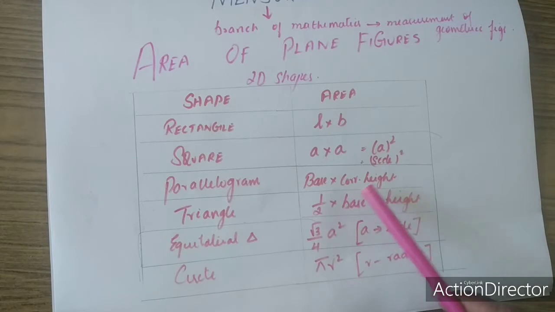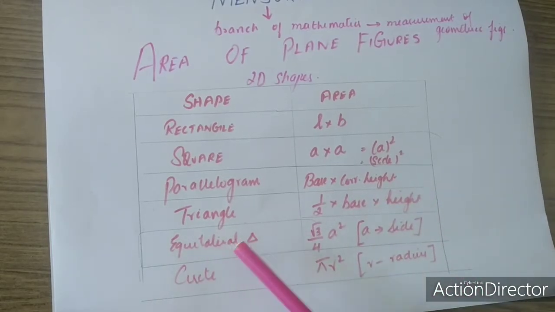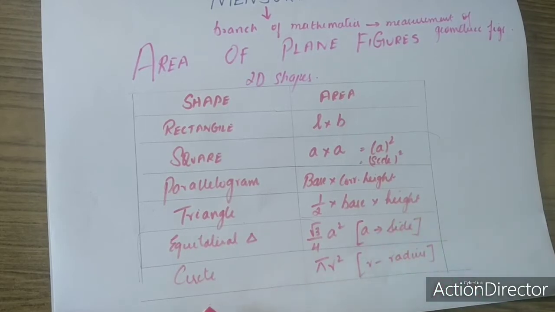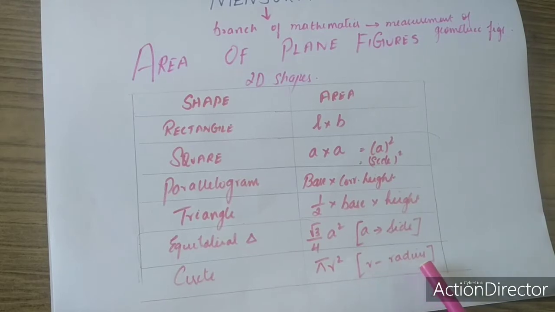Triangle, half base into height. Equilateral triangle, root 3 upon 4 a square, where a stands for the side of the triangle. Circle, pi r square, and r stands for the radius.